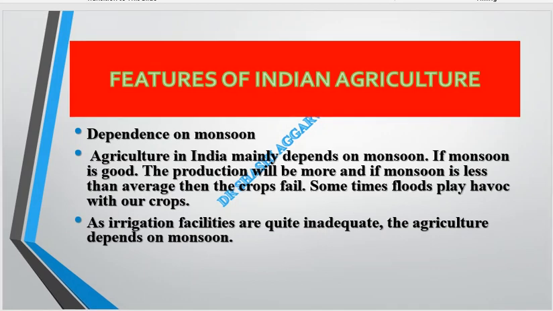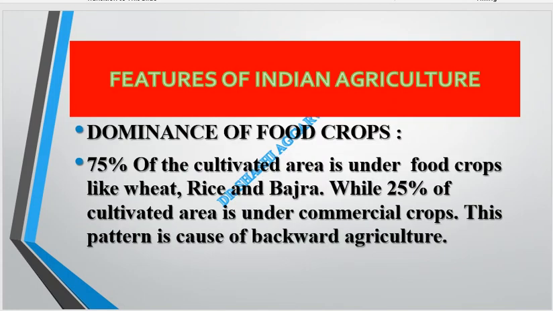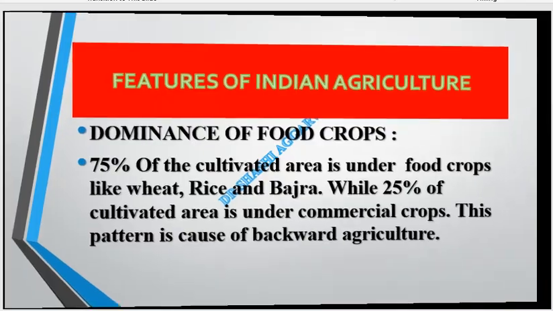Dependence on monsoon. Agriculture in India mainly depends on monsoon. If monsoon is good, the production will be more. If monsoon is less, then the crop will fail. Sometimes floods play a havoc role with our crops. Irrigation facilities are also not sufficient. So agriculture depends on the monsoon, the rainfall.